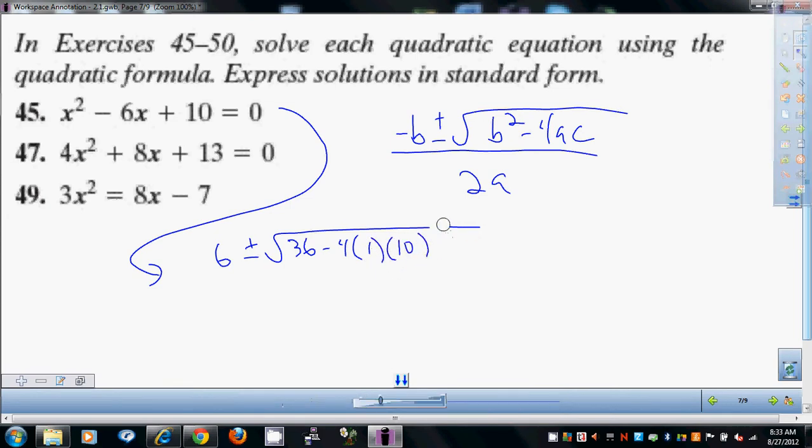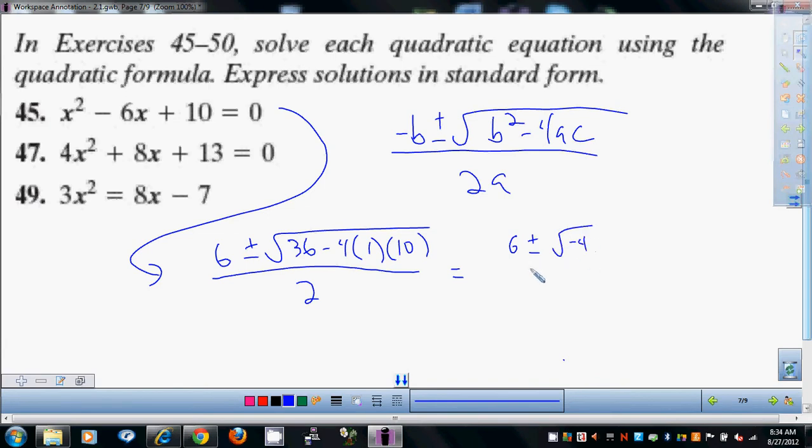Now, just a hint, how do you think this is going to tie into the rest of the section? What should you imagine to happen under this radical? You're going to get a negative number. Yeah, that's how it ties in. I mean, I guess you might not every time, but I would expect to. 6 plus or minus 36 minus 40 is negative 4 all over 2. Square root of negative 4 is what? 2i. Very good. 6 plus or minus 2i over 2, which reduces to 3 plus or minus i.